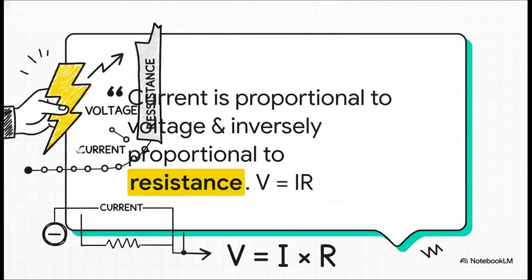And this is where it all clicks into place. These three big ideas, the push of voltage, the flow of current, and the control of resistance, they're all tied together by one single beautiful equation, Ohm's law. V equals I times R. This is it. This is the simple rule that governs the entire world of electronics. It's the master key that unlocks everything.